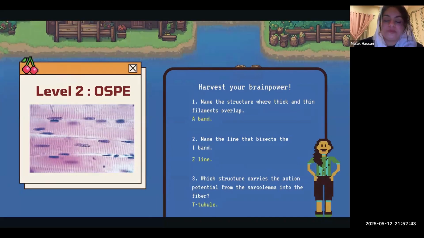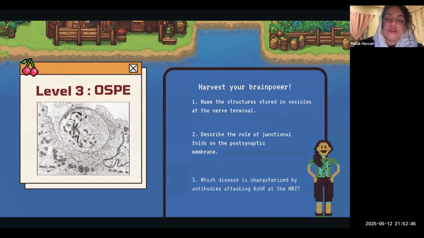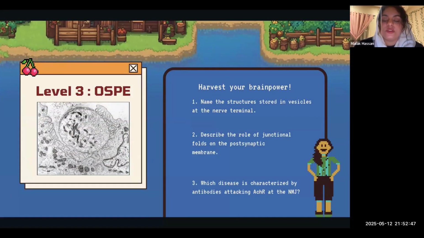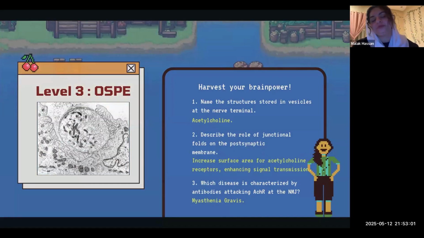The T tubule. Now, final question. Name the structure stored in vesicles at the nerve terminal: acetylcholine. Describe the role of junctional folds: to increase the surface area. Which disease is characterized by antibodies attacking AChR at the NMJ? Myasthenia gravis.